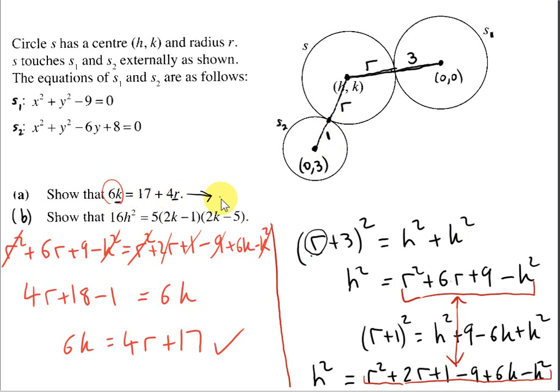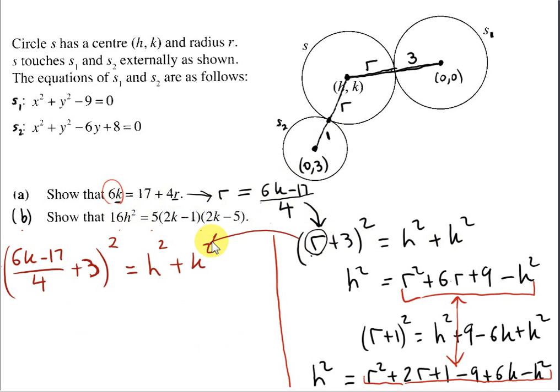So if I rearrange this to make r the subject and plug in for r here, we'll have an equation connecting h and k only, and hopefully it will be this result here. So I'll make r the subject of this equation. So we get 6k minus 17. So subtract 17 from both sides and divide by 4. Plug this in for r and see what happens.